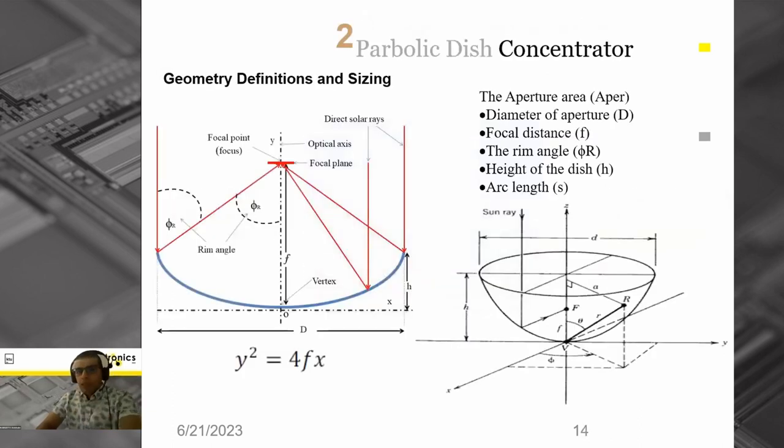So, in solar concentrator, the main property of the parabola is its ability to concentrate sunlight at the point we call focal point from its vertex. So the parabola is two-dimensional arc, and the revolution of this arc generate a paraboloid, which is surface given to dish concentrate. Various parameters are adopted to characterize parabolic concentrations, such as the aperture area, diameter of aperture, focal distance, the rim angle, height of the dish, and arc length. All these parameters and other parameters control or affect the behavior of any parabolic system.